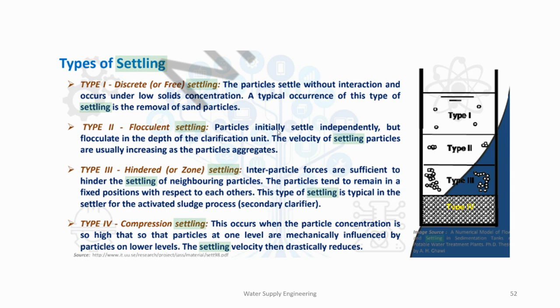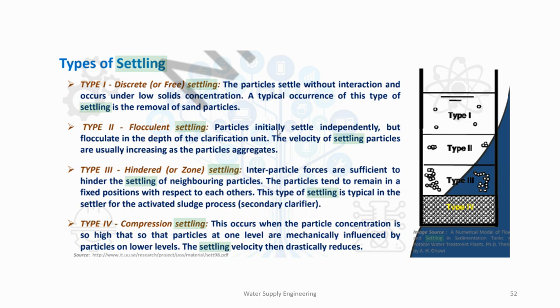Then we have type 3 hindered or zone settling. Here interparticle forces are sufficient to hinder the settling of neighboring particles. So with respect to each other, they will tend to be in a fixed position. And this is typical in the settler for the activated sludge process, that is, the secondary clarifier that we use in the settling of biomass suspended materials.